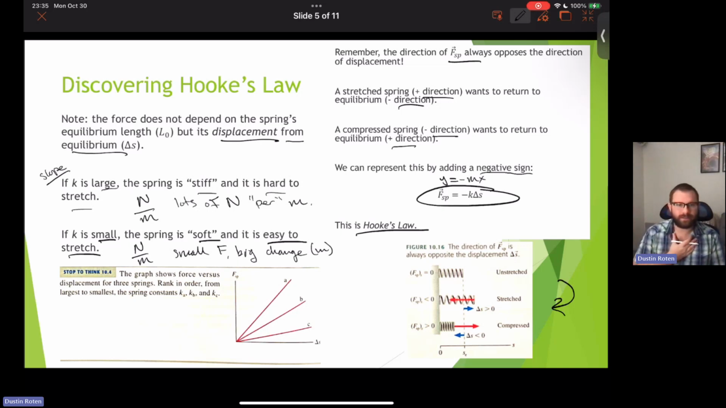So let's quickly think about this quick problem here. We have the graph showing force versus displacement for 3 springs. It wants us to rank in order from largest to smallest the spring constants for A, B, and C. These 3 plots are actually the same plots from the previous slide. So we have our displacement down here, delta s, and we have the force being used to actually make that displacement happen.